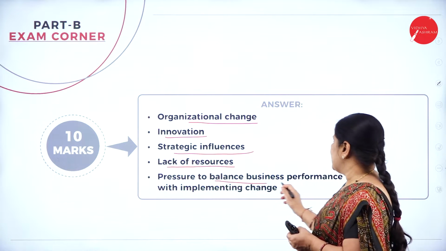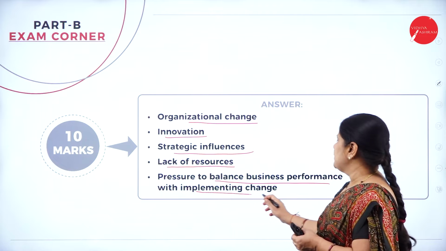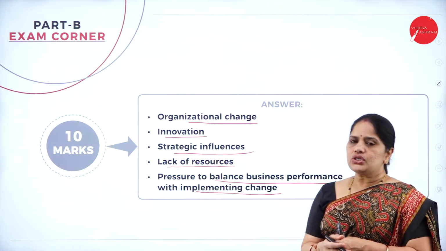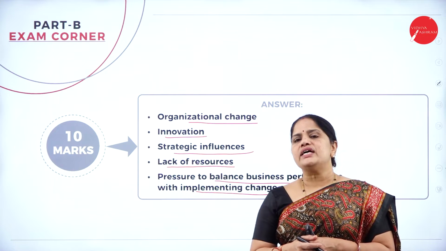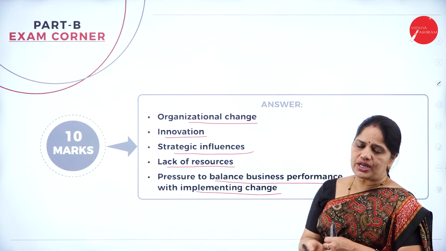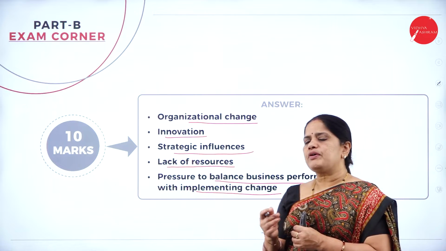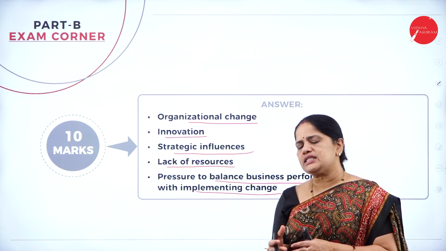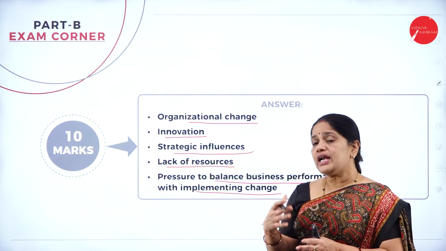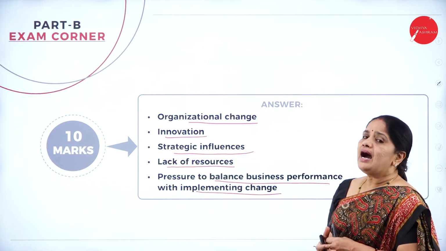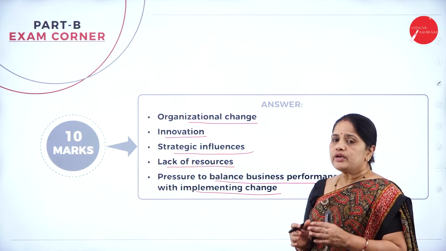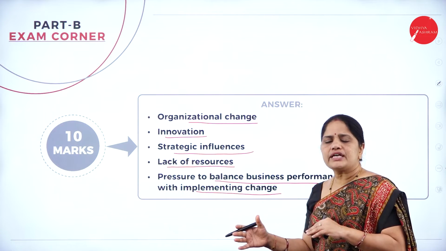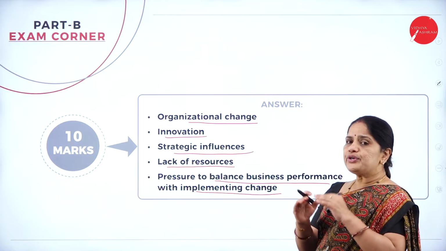The pressure to balance business performance with implementing the change. When we are executing the strategy, this strategy will have its bearing on the organizational performance. The organizational performance will not be the same under normal conditions or when there is a change in the entire organization. So it will affect the business performance. And how do you try to balance both? We should see that the change also takes place, but it should not affect the business performance. Now, how do you balance this?